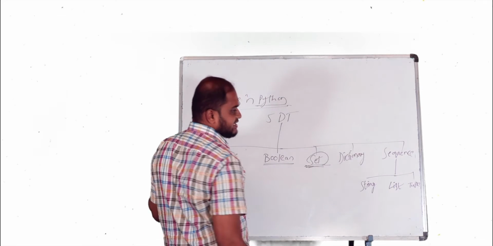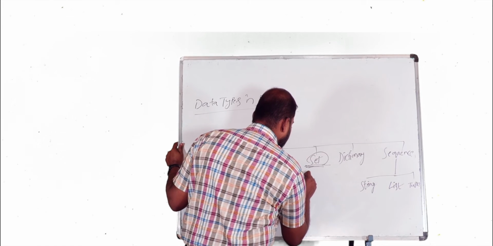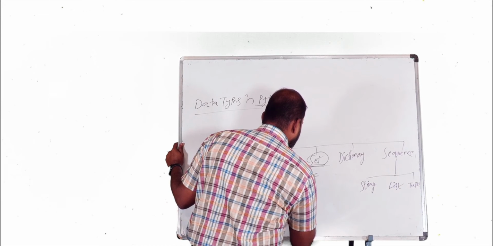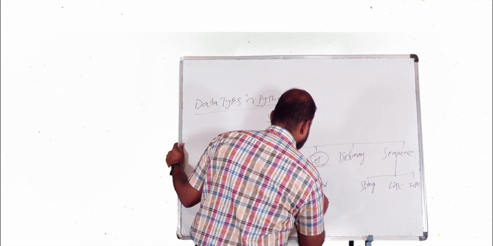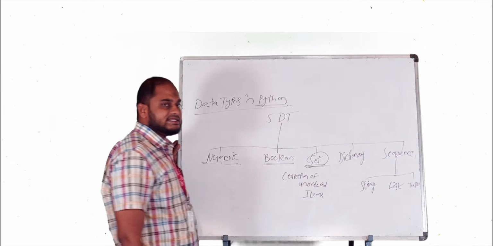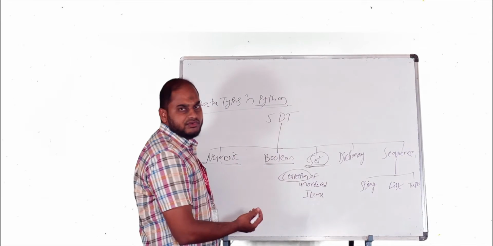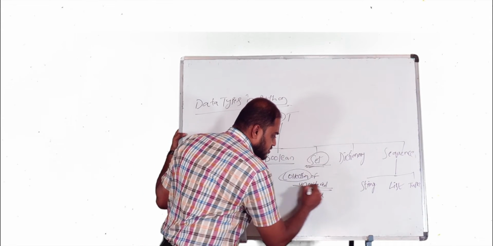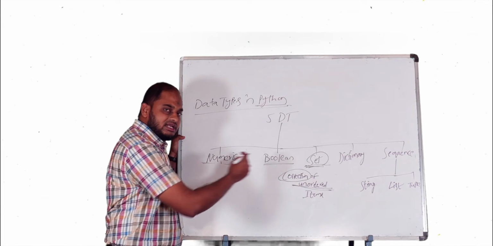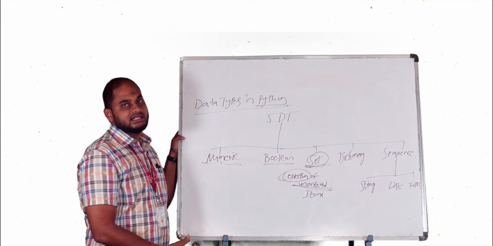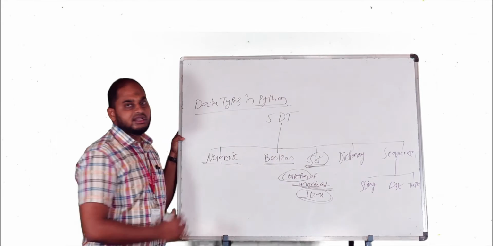Coming to the set, it can be called a collection of unordered items. So here set can be defined as a collection of unordered items. Collection means a grouping of elements. What is unordered? Unordered is when you define a set in some particular linear way, and when you print that set, the output will be in unordered form, and items are nothing but different types of data types.